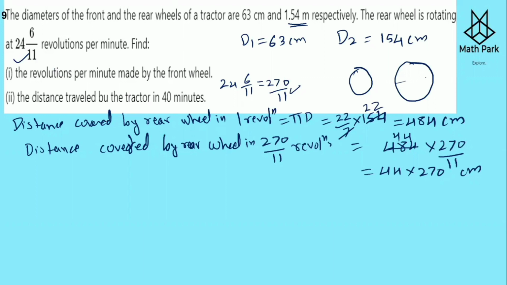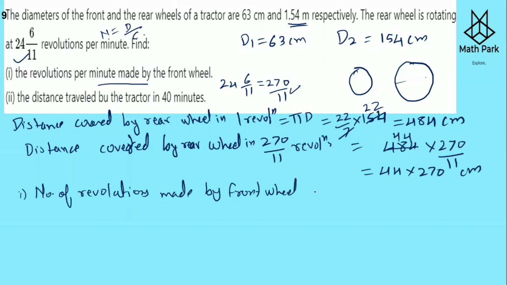Now you are asked to find the number of revolutions made by the front wheel. We know that the number of revolutions is equal to distance divided by circumference. So let us do the first part now. The number of revolutions made by the front wheel is equal to the distance, which is 44 into 270, divided by the circumference. The circumference is pi d, which is 22 by 7, and the diameter of the smaller one is 63 centimeter.